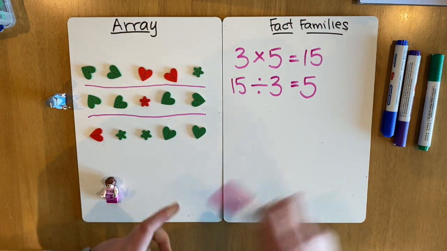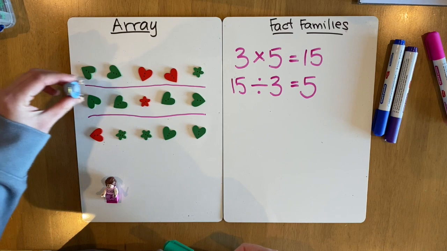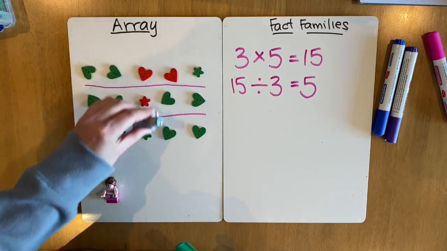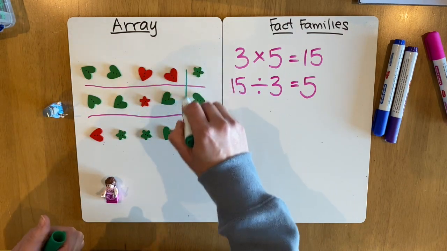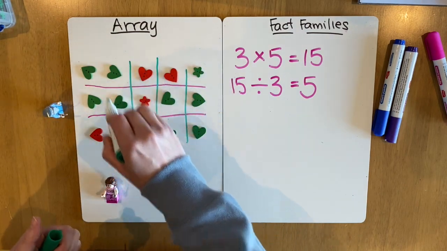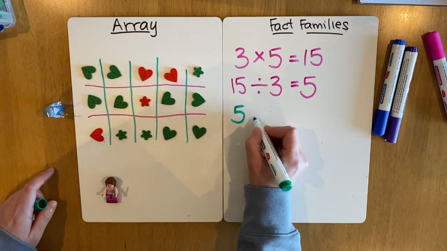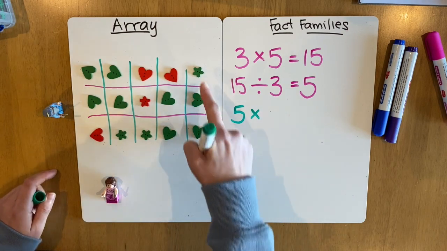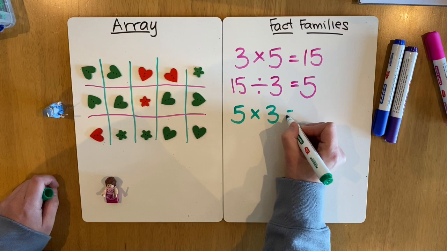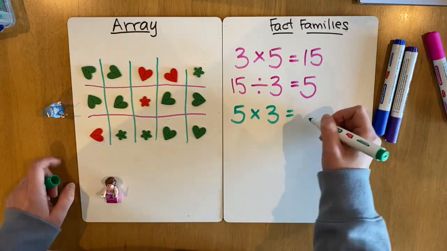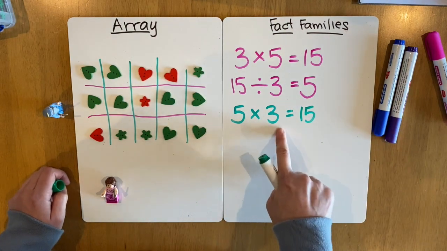Now what can Dumbledore see? Dumbledore is standing from this perspective. He can see 1, 2, 3, 4, 5. He sees 5 groups of 1, 2, 3. And how many altogether? Remember, the numbers don't change. 5 times 3 is 15.